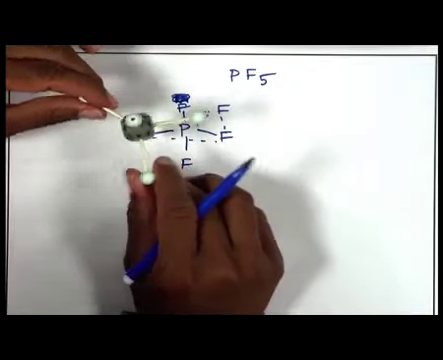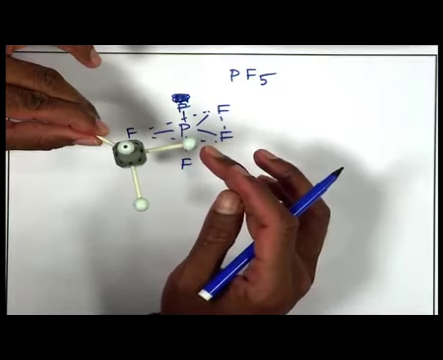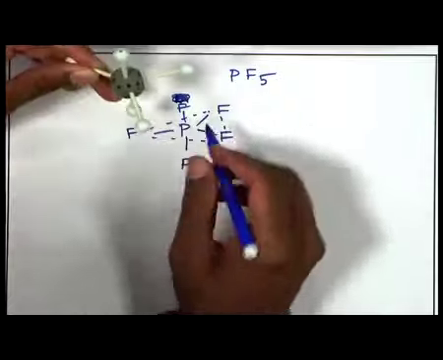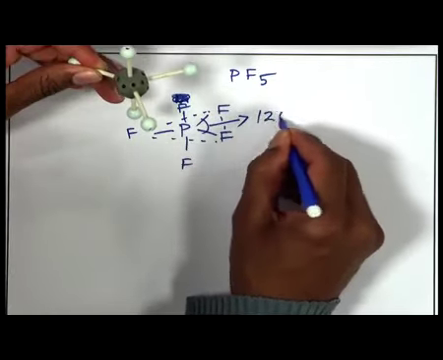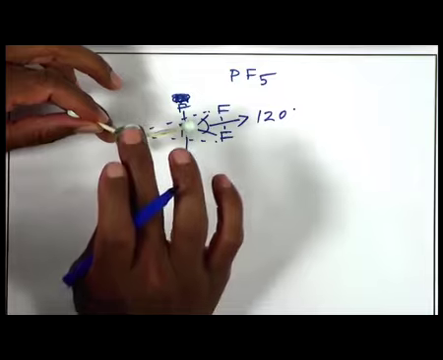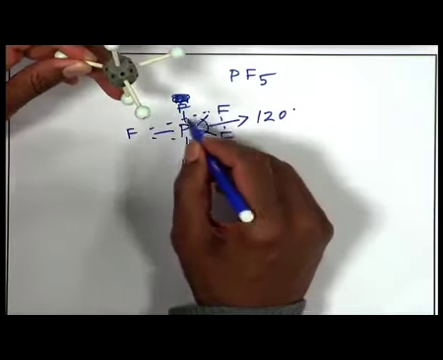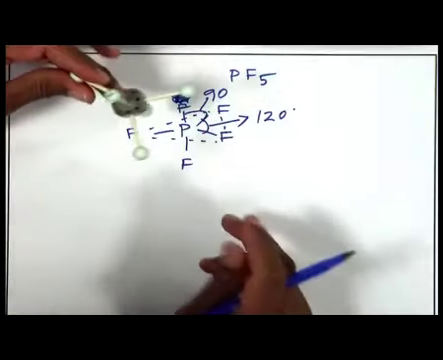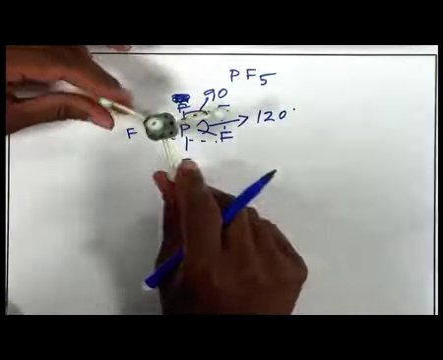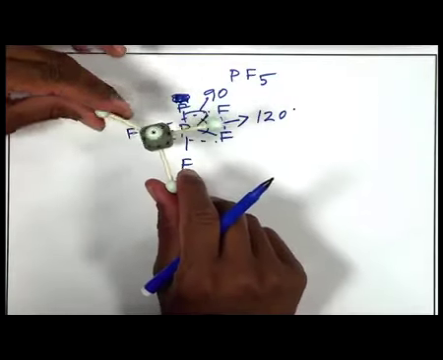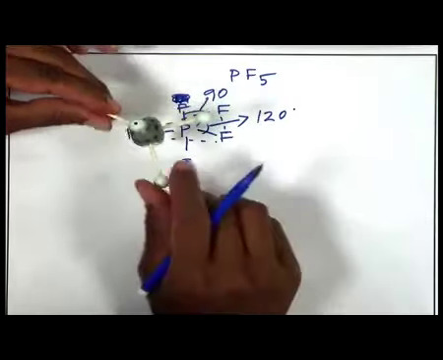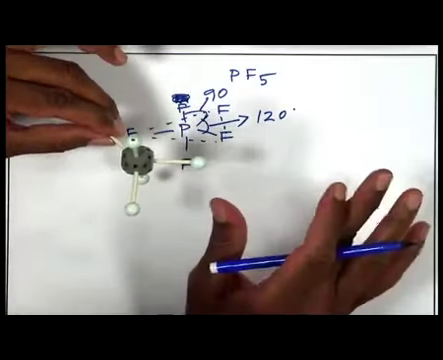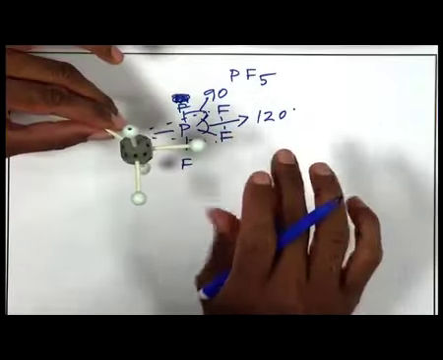The angle between two atoms, suppose if you take here and here, is 120 degrees. If you take the angle between this atom and this atom, it is 90 degrees. There are 2 types of angle. This is the best way of arranging 5 regions of electron density around the central atom. Any other arrangement will have more repulsions, and as a result, energy will be more.